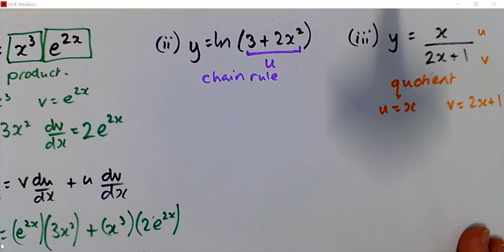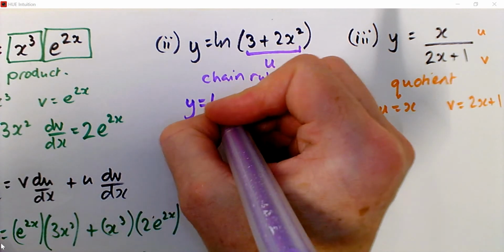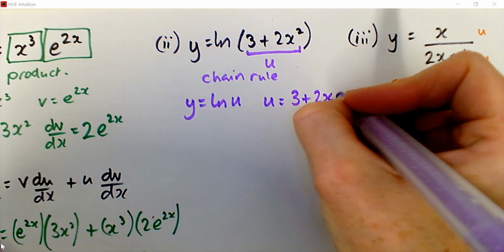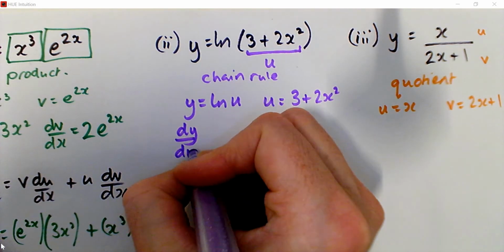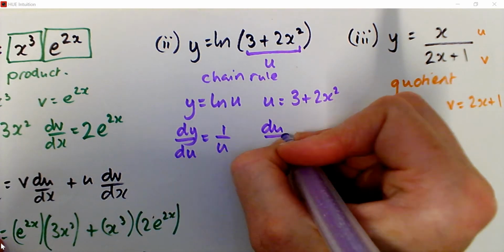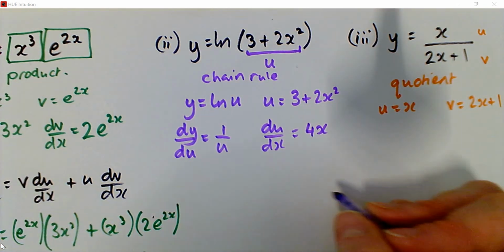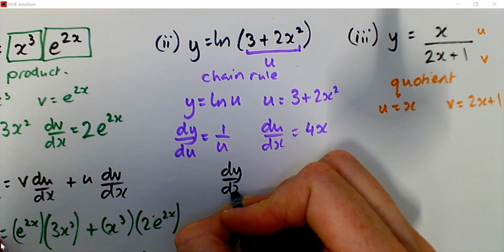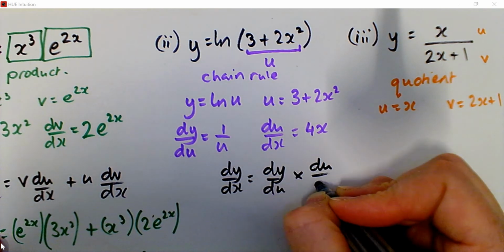Right, let's have a look at the middle one with the chain rule. Remember, we can write y as a function of u, so natural log of u, where u is 3 plus 2x squared. Let's differentiate with respect to whatever letter we've got. So dy with respect to u becomes 1 over u, and then du by dx becomes 4x. The chain rule is the easy peasy one: dy by dx is dy by the other letter u times du by dx.